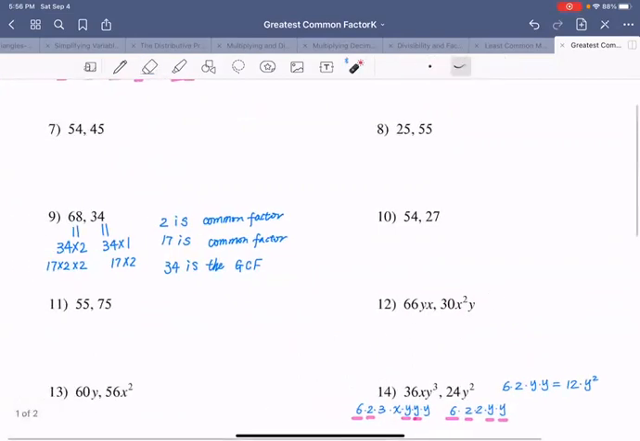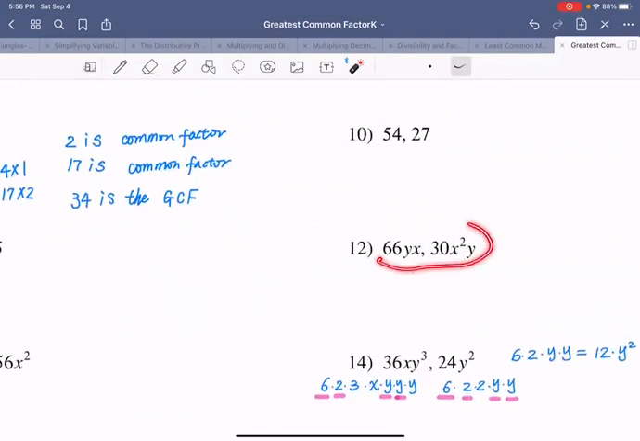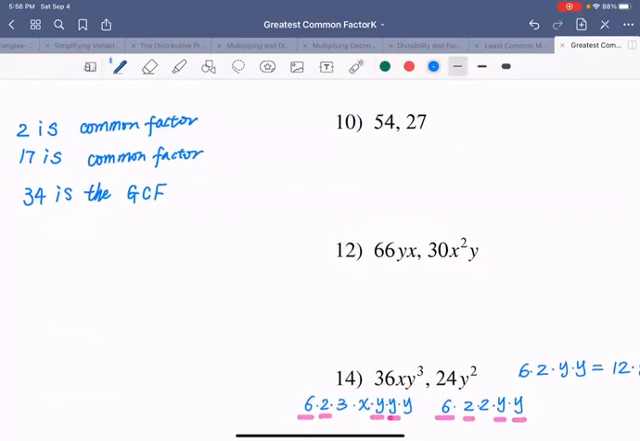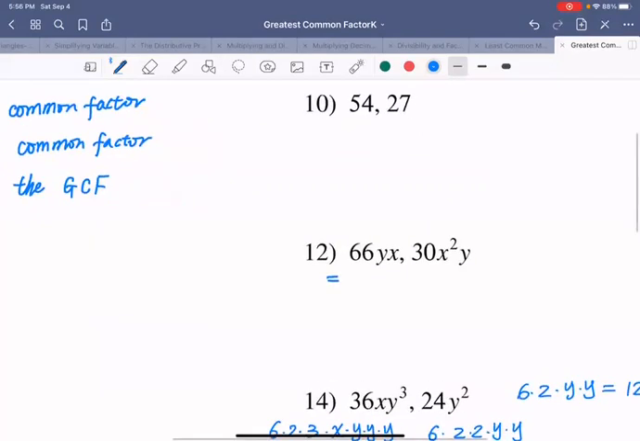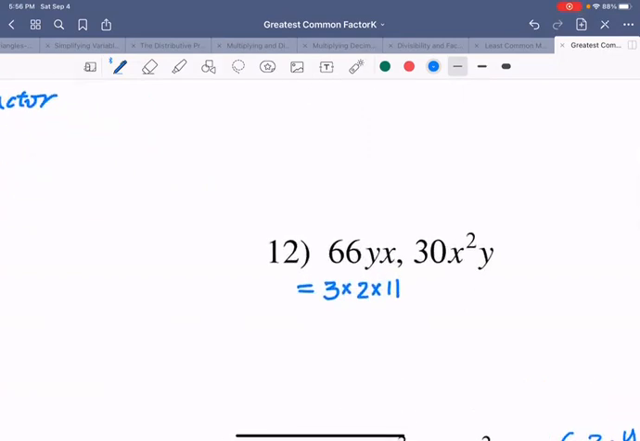Previously, we were just dealing with numbers. Now we have to deal with variables. Let's see here, I will guide you through. 66 is what? 3 times 2 times 11. Good. And then y and x, we can write down x and y.